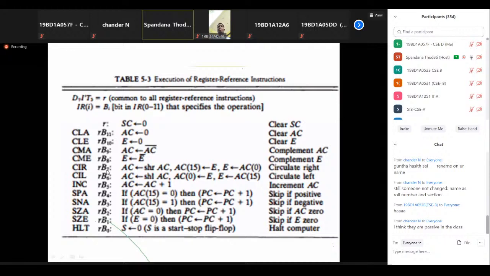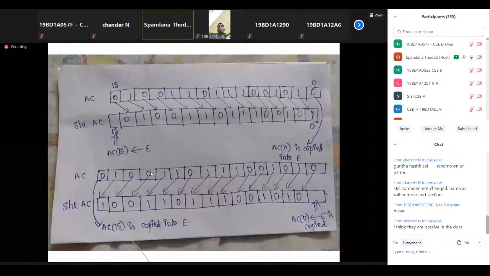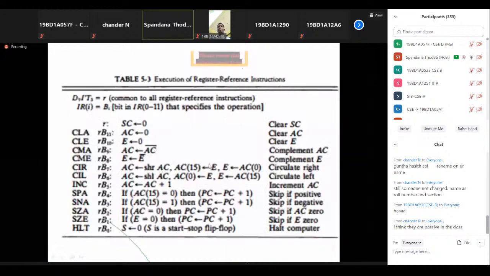If the 7th bit value is 1, the instruction executed is CIR, circular right shift AC and E. Perform circular right shift on AC and E. Now, when you perform the circular right shift, this is the corresponding register transfer language. That is AC, what you are doing? Apply a right shift on AC.